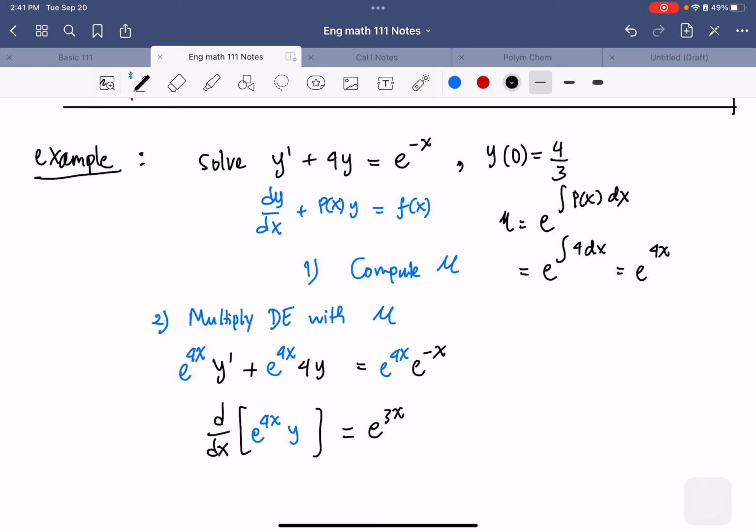And now what we are going to do is remove this d over dx. So we are going to integrate, and you will see that you can directly get the y, the equation. So integrate this, integrate this. Okay.